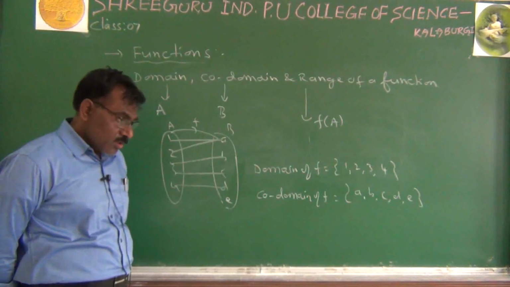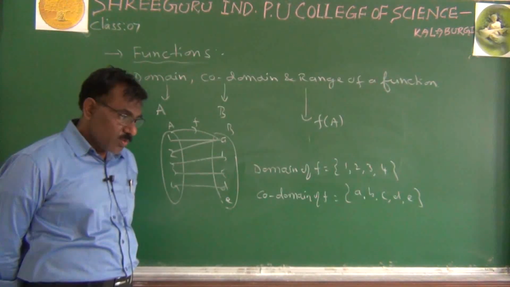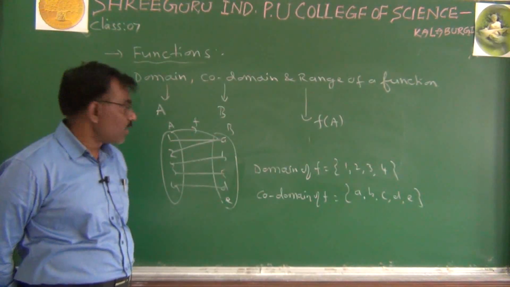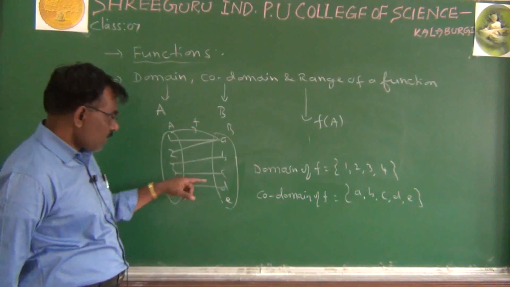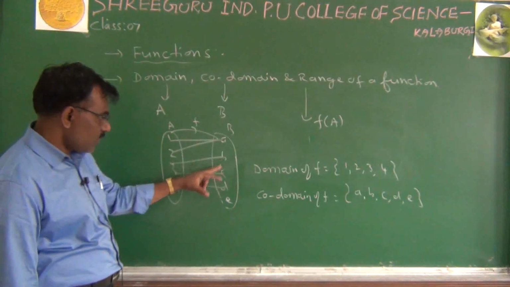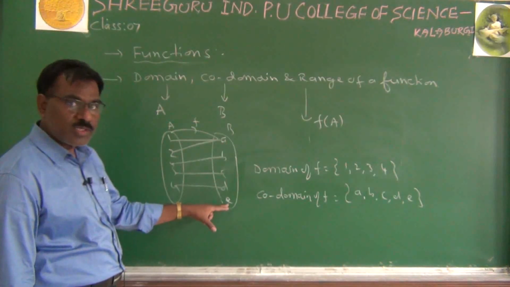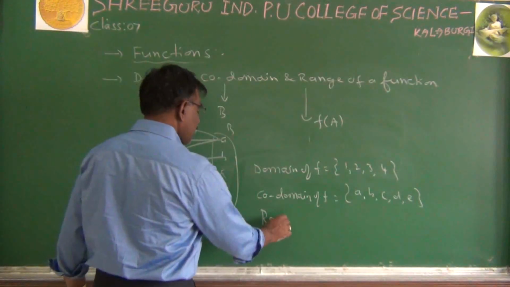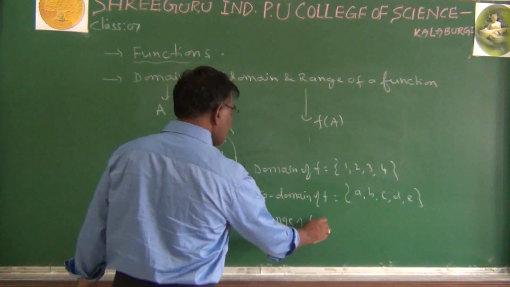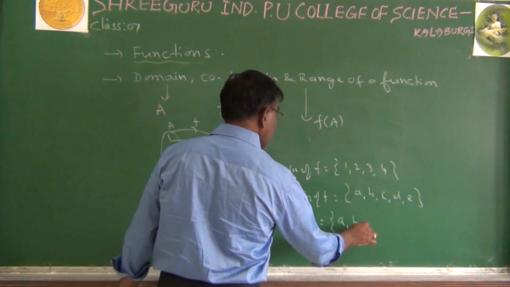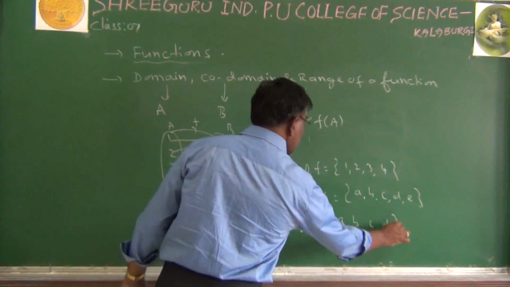So what is the range? All the elements of set B that are associated by f to some elements of A. So which one is the image? That is the range only. A, B, C, D, but this is not an image of A. So what is the range? Range of f equals those that are images of some elements: A, B, C.